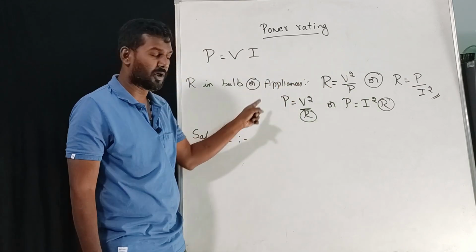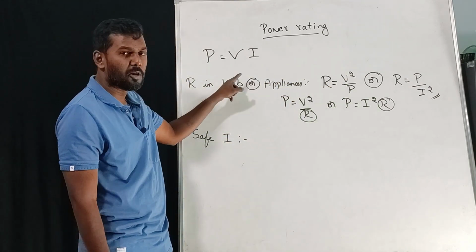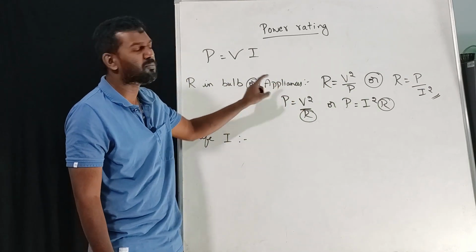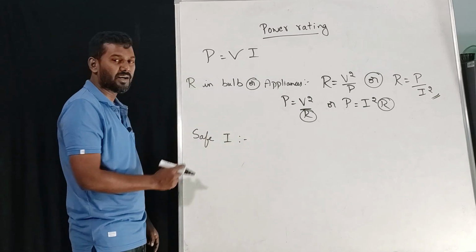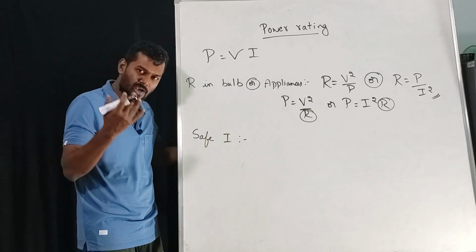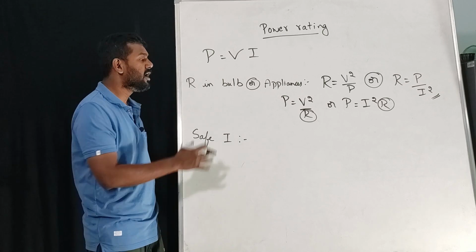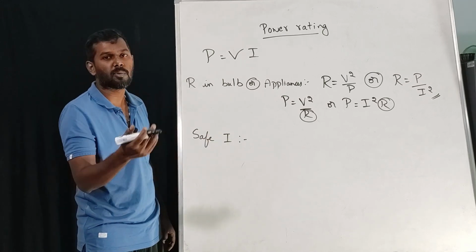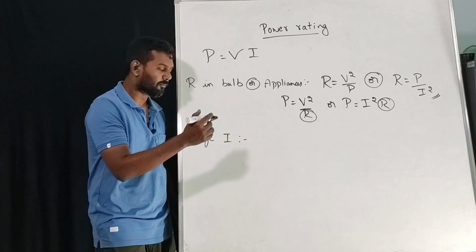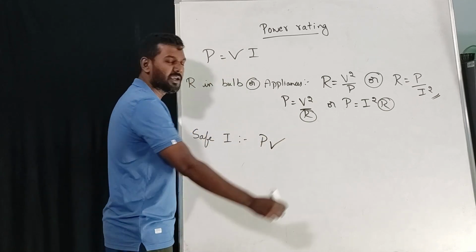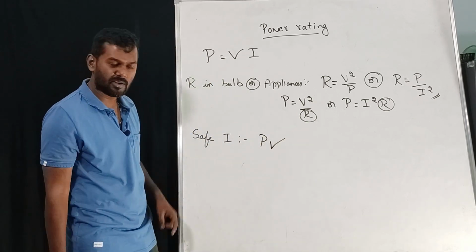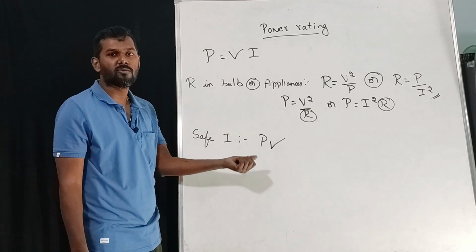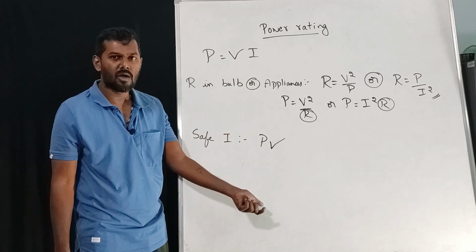Using one of those formulas to find the resistance in the bulb or appliances using the value of power. Next, safe current. Safe current is nothing but the normal current only. Don't worry about it. Whatever values they have given, voltage and resistance, or voltage or power. See, when it comes to safe current, the power value they will definitely give, and they may give either the resistance value or the voltage value.